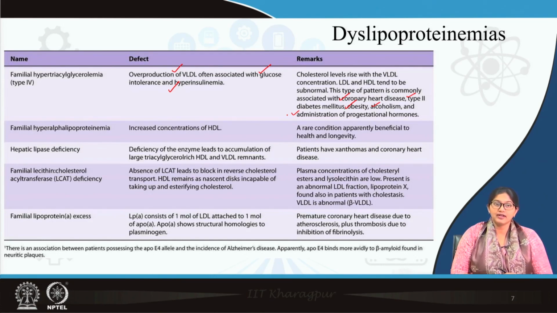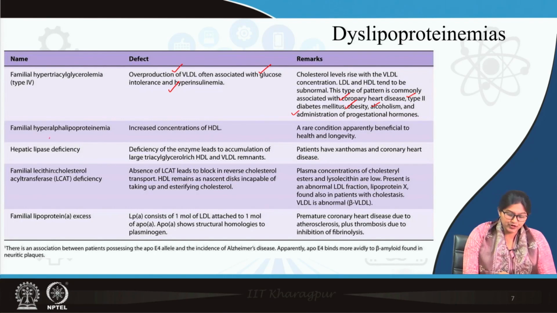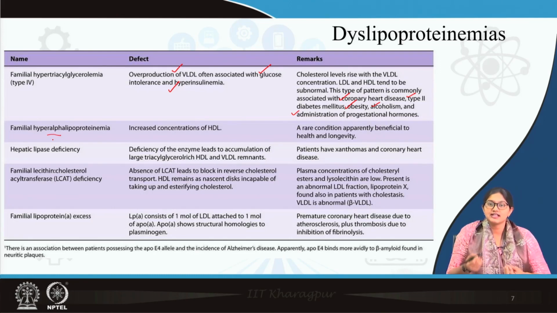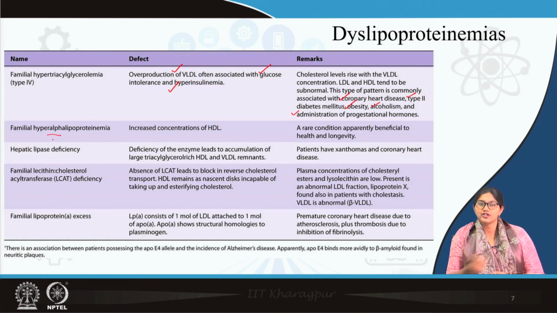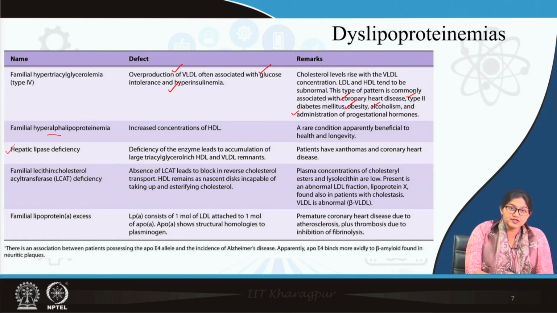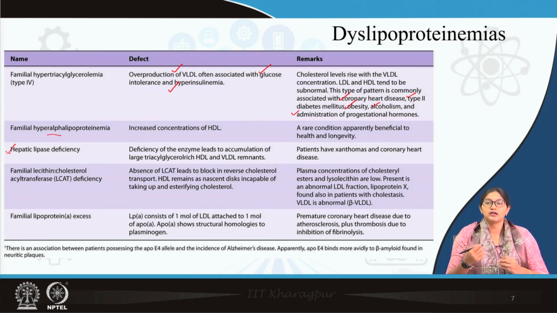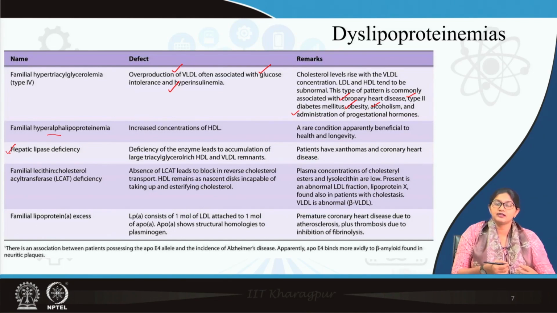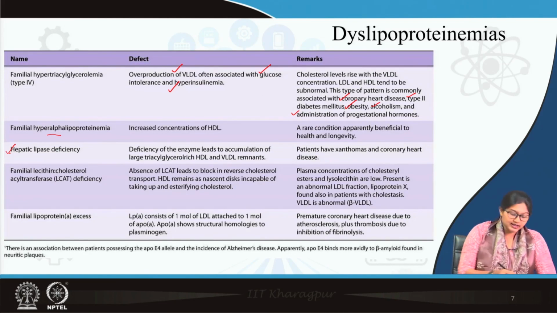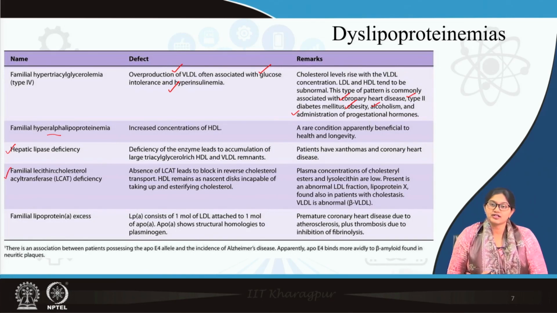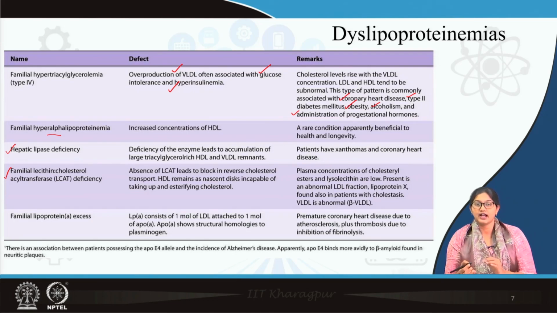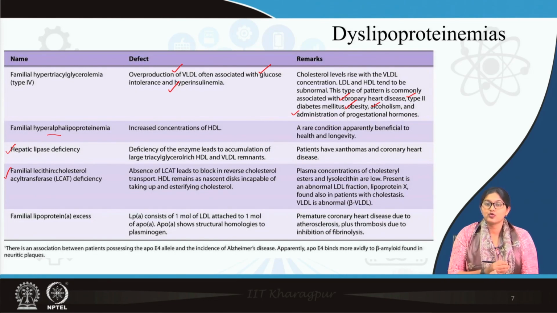hypertriacylglycerolemia. Then familial hyperalpha lipoproteinemia, HDL concentration is increased. So, this is a sort of beneficial condition. Then there is deficiency of hepatic lipase. That hepatic lipase was important for clearing the residual triacylglycerol present in the remnants of HDL or chylomicron, those will not be cleared. Then familial LCAT deficiency, lecithin cholesterol acyl transferase enzyme deficiency, which is important for reverse cholesterol transport. So, if there is LCAT deficiency, the reverse cholesterol transport will be hampered.